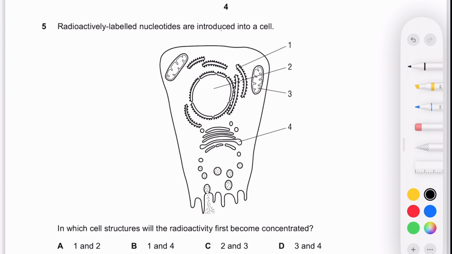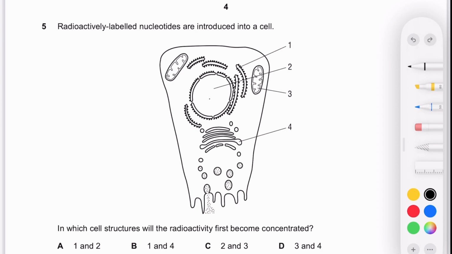Radioactively labeled nucleotides are introduced into a cell. In which cell structures would the radioactivity become first concentrated? Considering we're introducing nucleotides, it will be 2. Sometimes we'll ask about amino acids, so of course that should go directly into the, I'd like to say ribosomes, but it's not an option here.